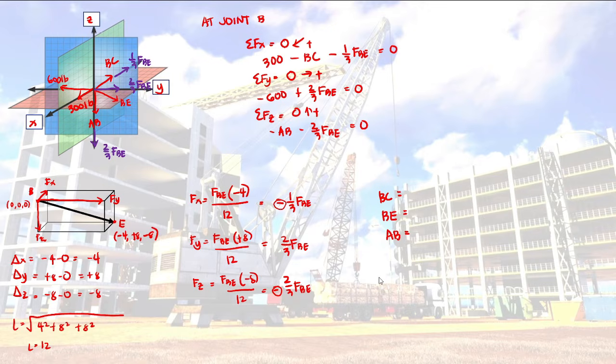Okay, so we have BC equal to 0. Our BE is positive 900 pounds. Positive, so therefore it is in tension. Then our AB is negative 600 pounds. Negative, so it is in compression. So, na-solve na natin yung BC, BE, and AB.